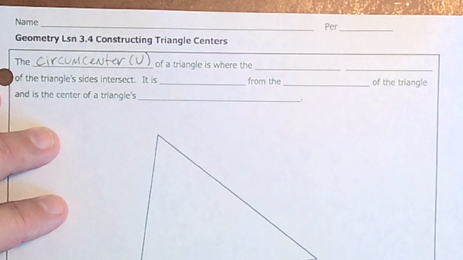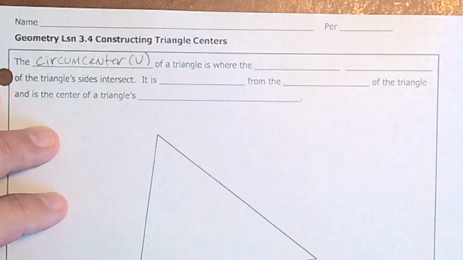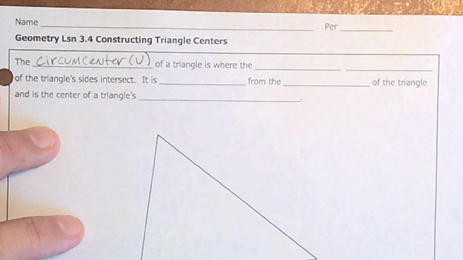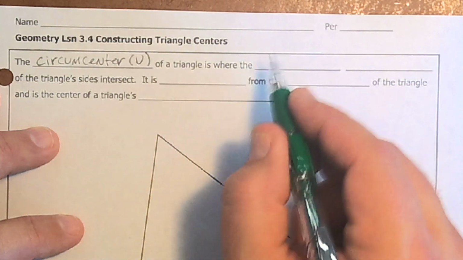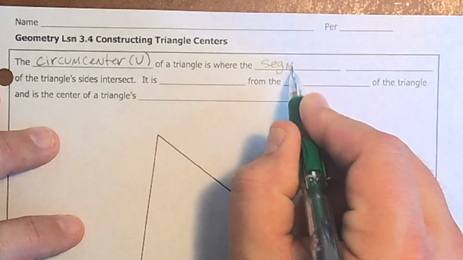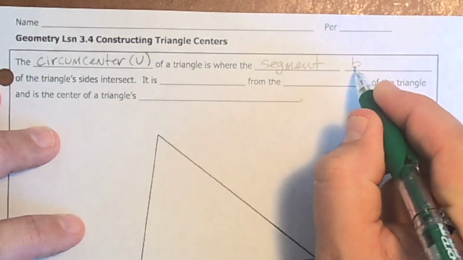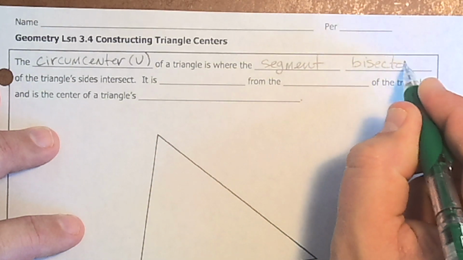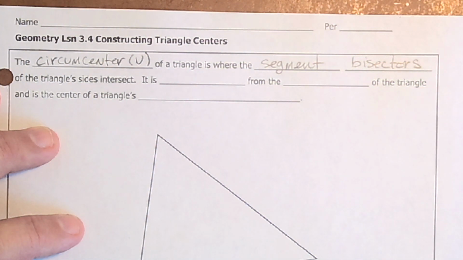It's a point, okay? Now, here's where your vocabulary is going to come into play. I'm going to write some things down. I'm going to talk about some things here. I want you to think about what you know and sort of visualize what we would need to do in order to find this circumcenter, right? Okay, so the circumcenter of a triangle is where the segment bisectors, you know what those are, where the segment bisectors of the triangle's sides intersect. The segment bisectors of the sides of the triangle. Where those lines intersect, you're going to find the circumcenter.